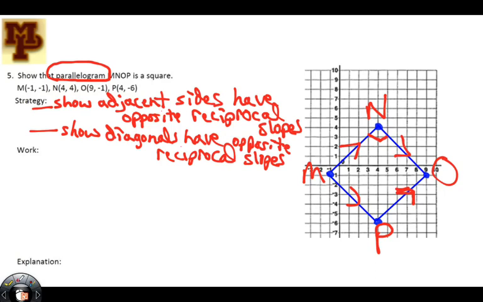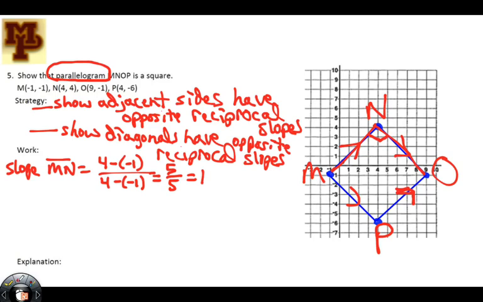So let's do a little bit of work. Let's calculate this slope and this slope. So let's do MN, slope of MN. Alright, so we're going to subtract the y's on top. So that would be 4 minus a -1. And then on the bottom it would also be 4 minus a -1. So that would be 5 over 5, which is a slope of 1.